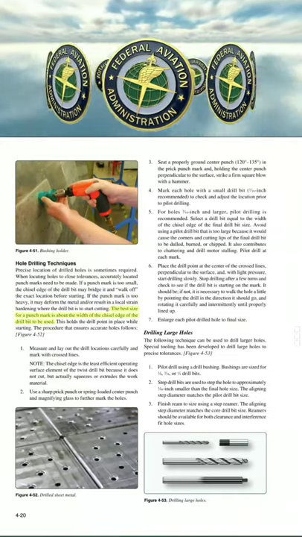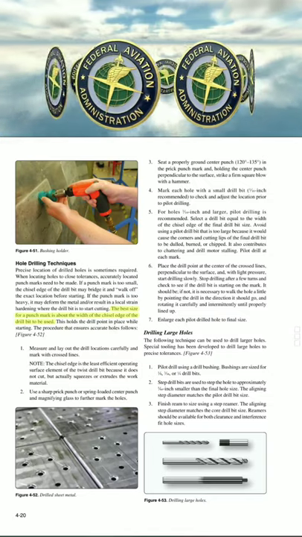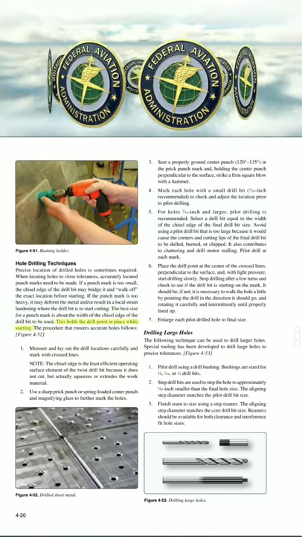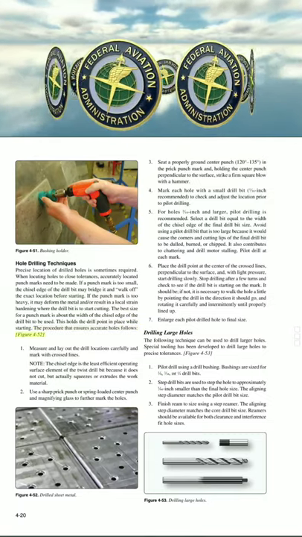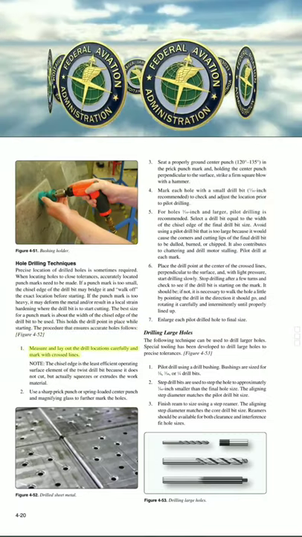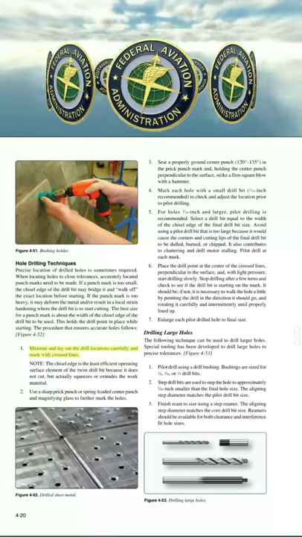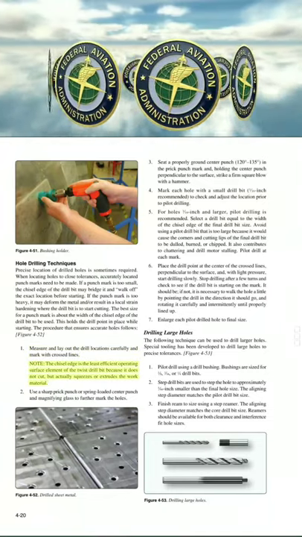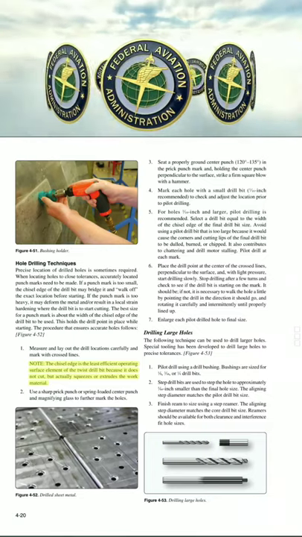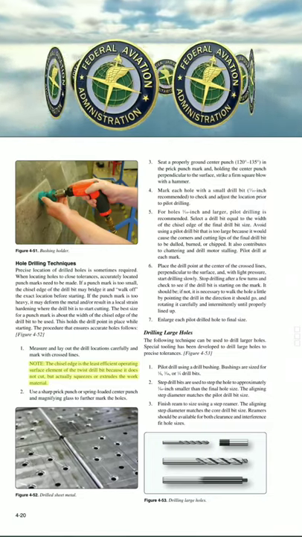The best size for a punch mark is about the width of the chisel edge of the drill bit to be used. This holds the drill point in place while starting. The procedure that ensures accurate holes follows. Figure 4-52. 1. Measure and lay out the drill locations carefully and mark with crossed lines. Note: the chisel edge is the least efficient operating surface element of the twist drill bit because it does not cut, but actually squeezes or extrudes the work material.